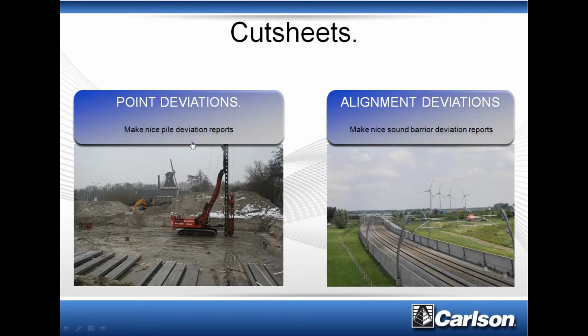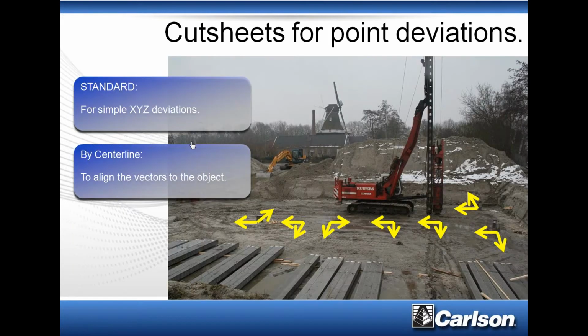Okay, Cutsheets. I will be showing point deviations, which you can use for pile deviation reports and everything that has to do with deviations between just two coordinates. Also, I'll be showing a little bit for alignment deviations, so you can use that for roading applications, even a little bit of tunneling or sound barrier design, or a lot of as-built stuff.